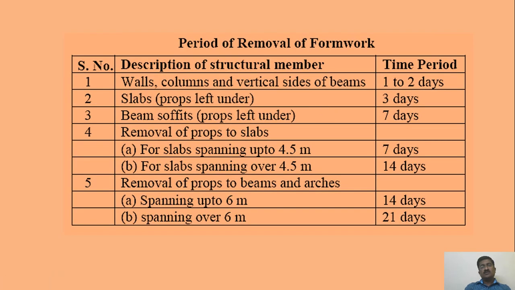Now, what is the period of removal of a former? You can see walls, columns, and vertical sides of a beam. You can remove the formwork in 1 to 2 days. This is very important to remember. Slabs, by keeping the prop under their vertical post, you can remove in 3 days. Then beam soffits, props left under, in 7 days.